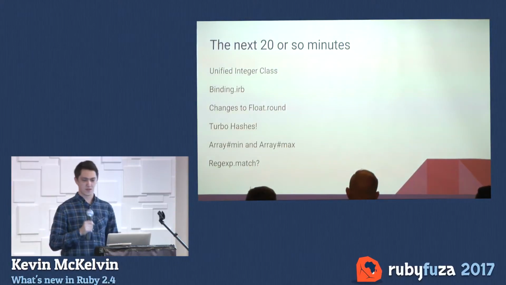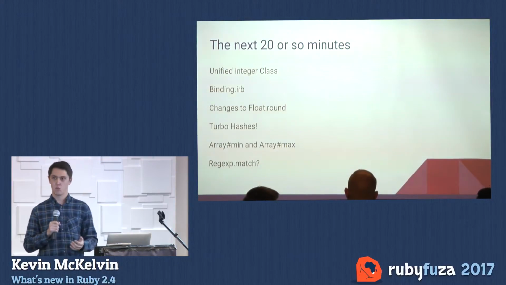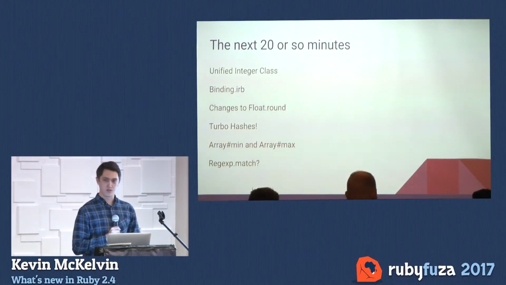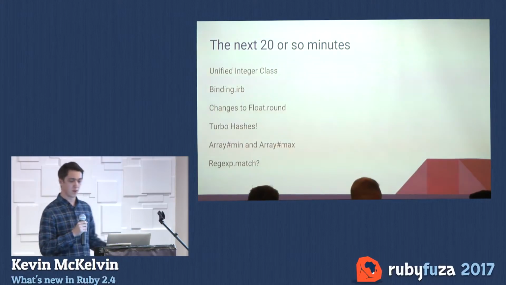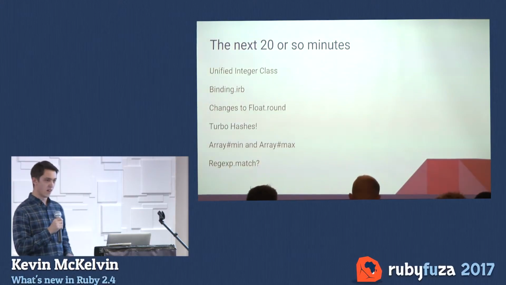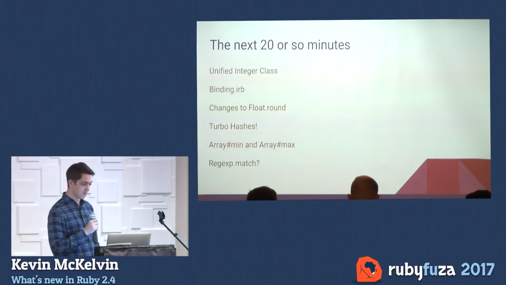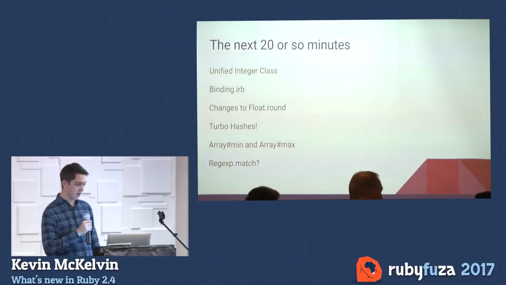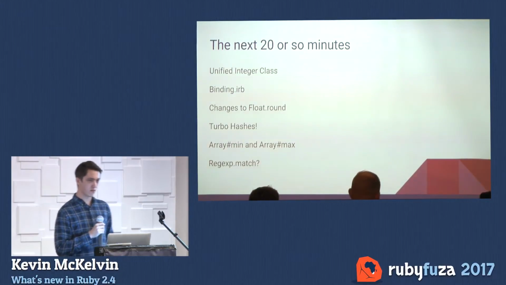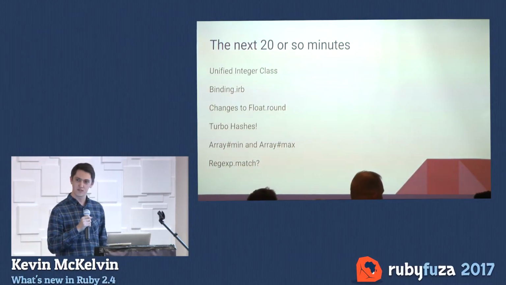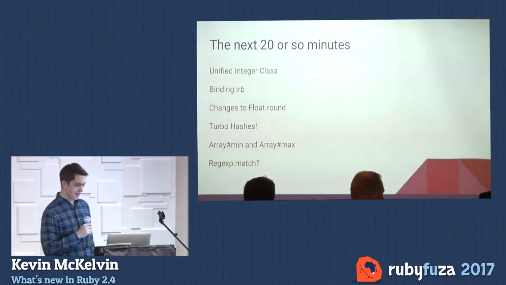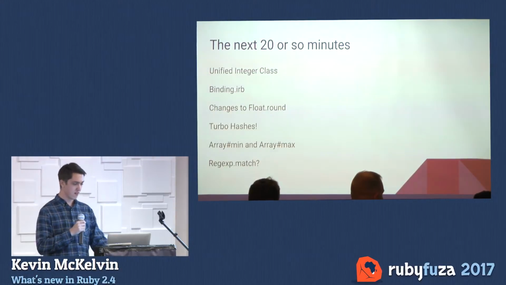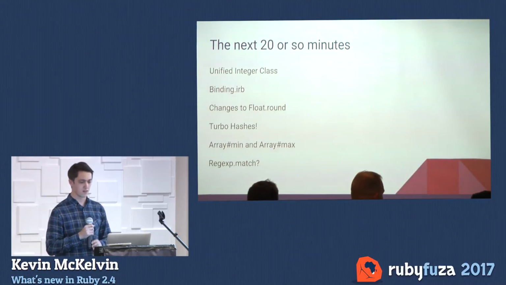Okay, so the next 20 or so minutes, we're going to look at what's been changed or added or modified in Ruby 2.4. First up, the unified integer class, also known as the reason for the deprecation warnings you're all seeing in Ruby 2.4. Binding.irb, if you've been working with Pry at all, you'll like that. Float.round, which was probably the thing that came closest to causing another Ruby drama. Turbo hashes, or hashes got a bit faster. Array min, array max improvements, and regex.match just speeding up our performance.